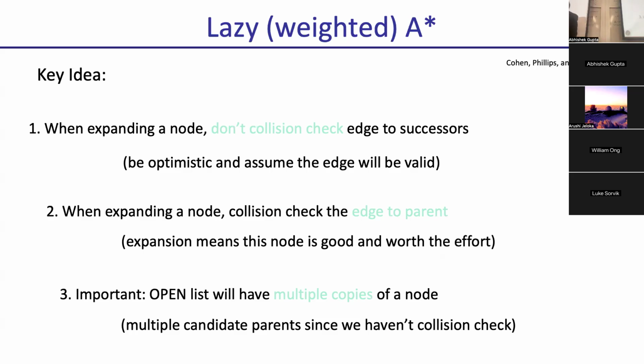If you're doing this, you can have multiple copies of a node in your open list, as opposed to A star where you wouldn't. But you would have to check all of those.